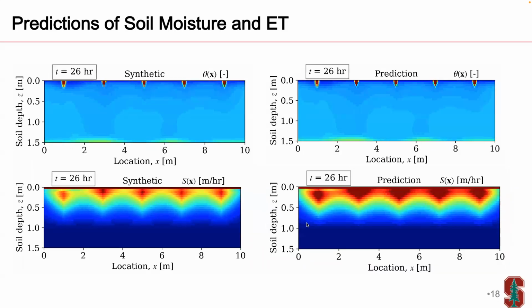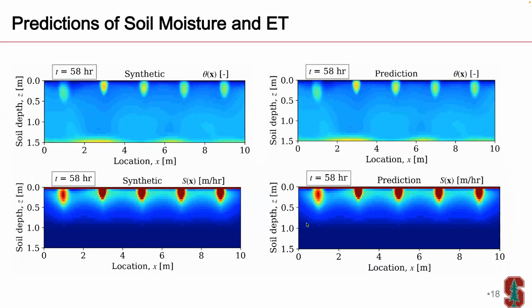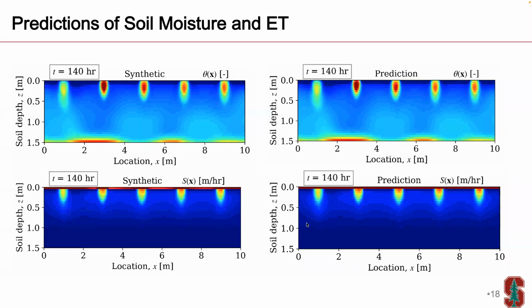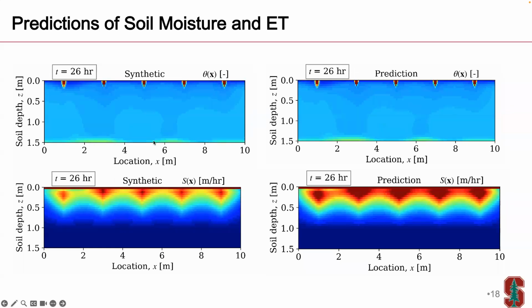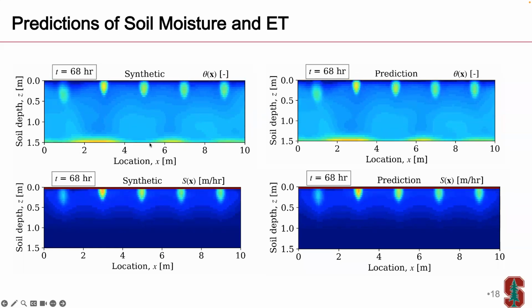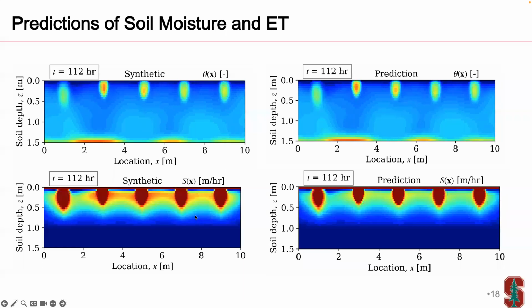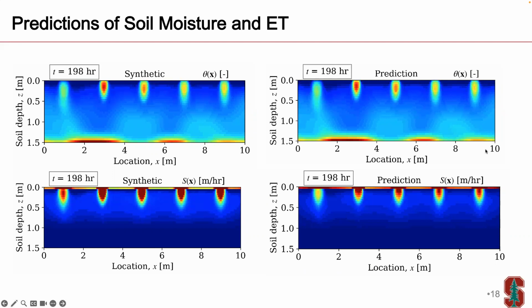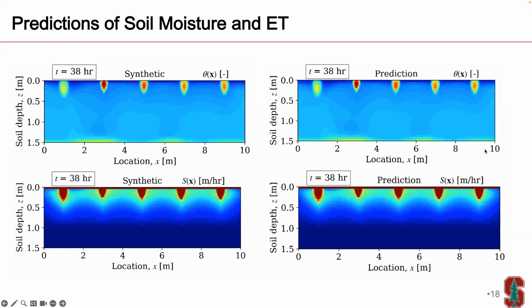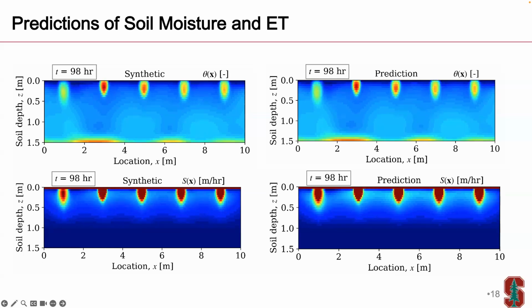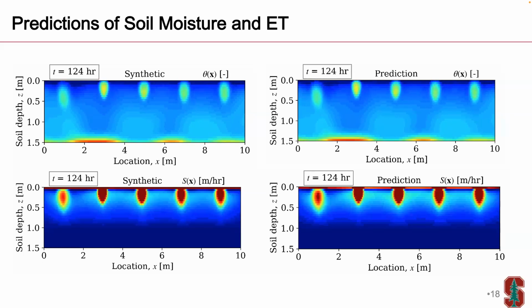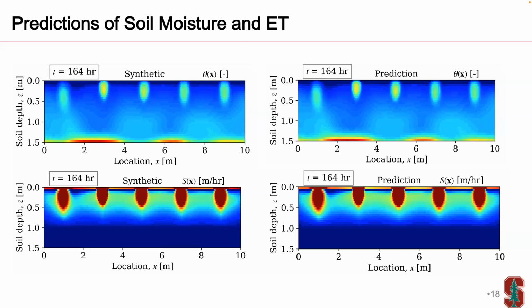And here we show the predictions by using the ensemble Kalman filter that we developed, and comparing them with the ground truth, the synthetic soil moisture and the synthetic evapotranspiration rate. I'm only showing the results of using the ensemble Kalman filter here. MLE shows a similar result, so I'm not showing that animation here.